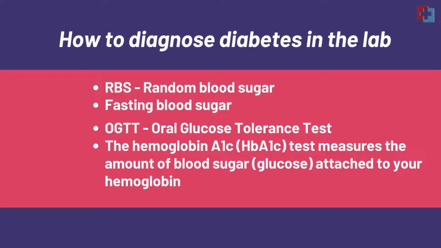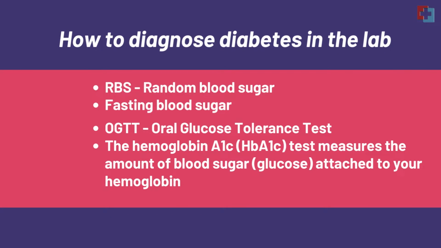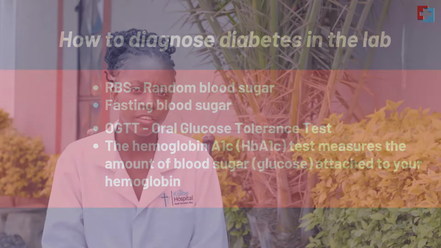And then there is a test called HbA1c. HbA1c is a test that shows how a patient has controlled diabetes within the last 3 months, and there are cutoffs. If those cutoffs are breached, probably the patient might be having diabetes mellitus.